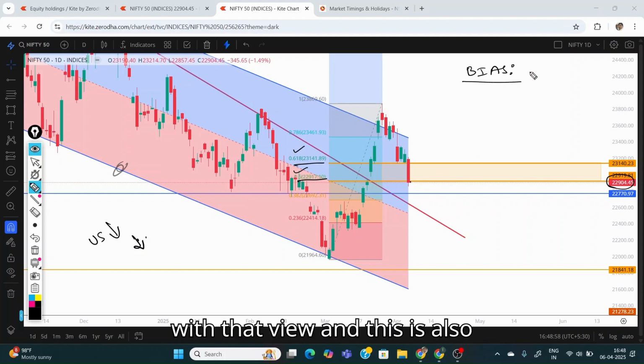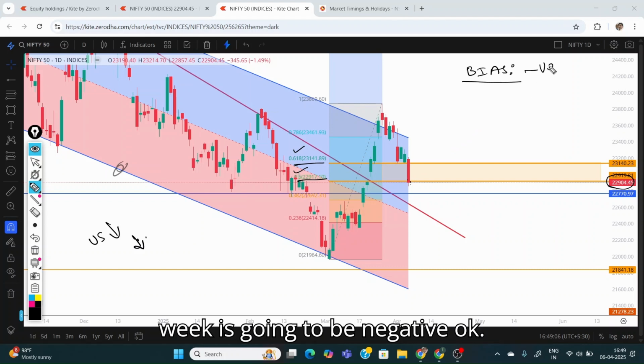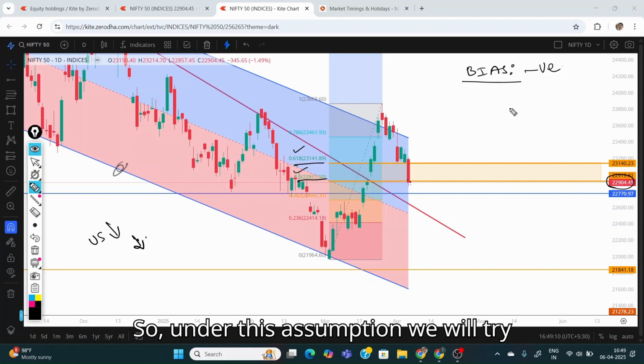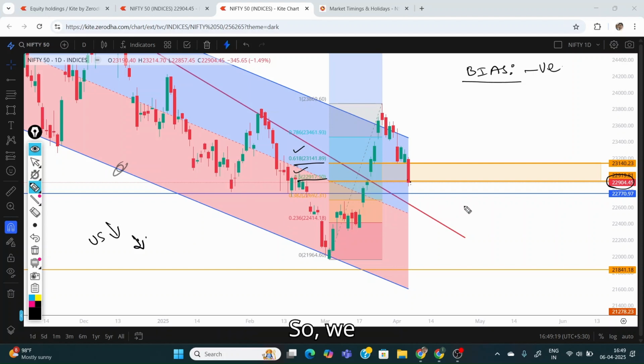With that view, and also the candle has closed below the 0.5 level, the 50% level, our bias for the coming week is going to be negative. So under this assumption, we will try to analyze and estimate the levels for the coming week. We expect the market to test this trend line somewhere in this zone.